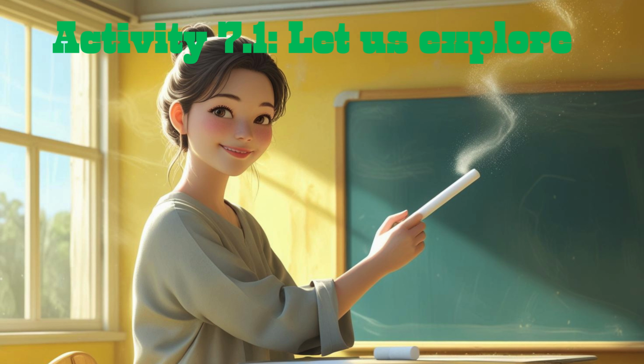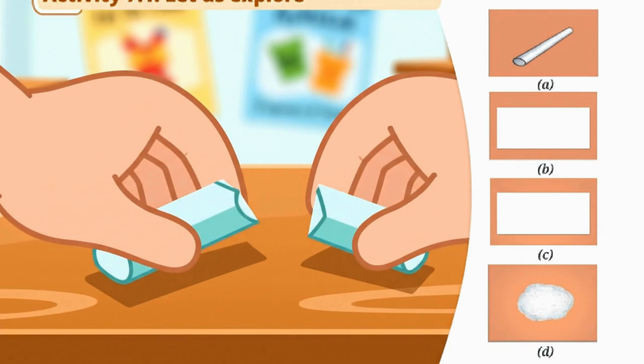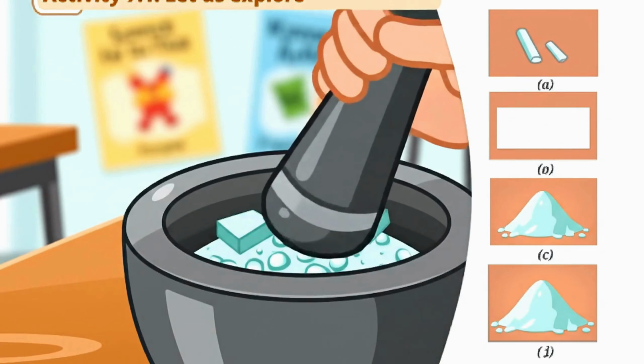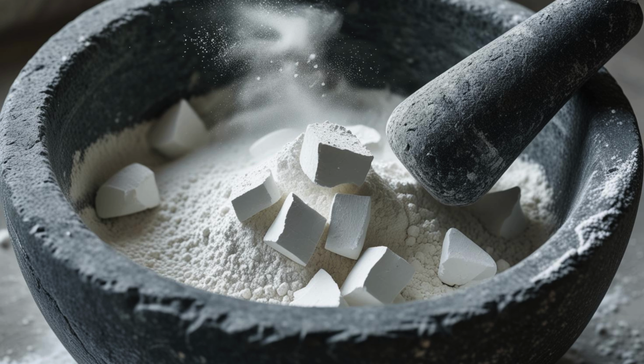Today, we will explore the concept of constituent particles of matter using a stick of chalk. First, take a stick of chalk and break it into 2 pieces. Continue breaking the chalk into smaller and smaller pieces until it becomes difficult to break by hand. Now, use a mortar and pestle to grind the small pieces into fine chalk powder.